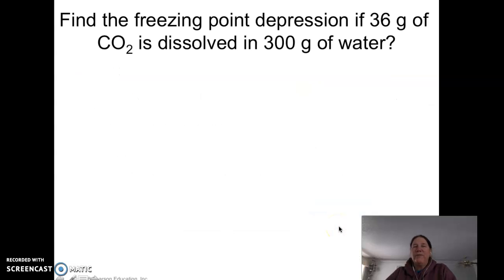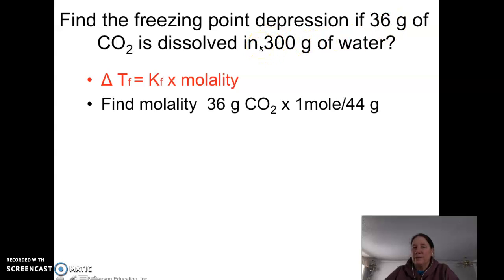Find the freezing point depression if 36 grams of carbon dioxide is dissolved in 300 grams of water. So the constant for freezing times molality. Well, I have to find molality. Take the 36 grams, change that to moles, and then divide by 0.3 because remember it's kilograms.